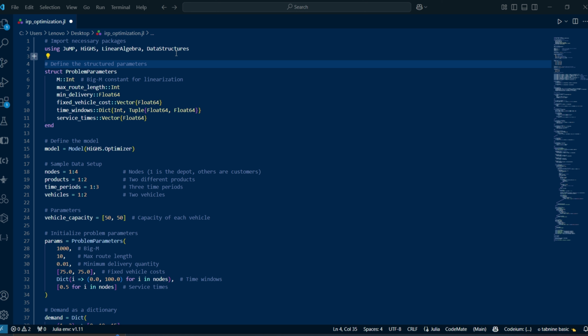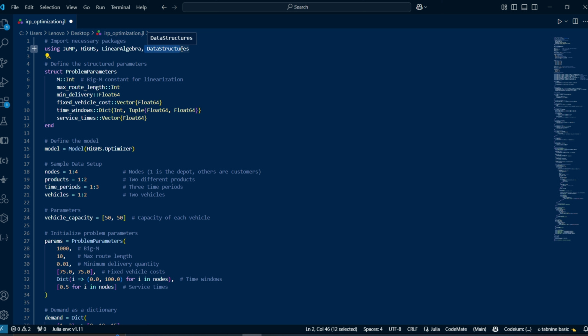Okay, let's start by setting the foundation for our optimization model. The first step is to import the necessary Julia packages. We are using JuMP, a powerful modeling library for optimization, along with HiGHS, our solver that will handle the optimization computations. Additionally, LinearAlgebra is included for matrix operations, and DataStructures is used for advanced data handling.